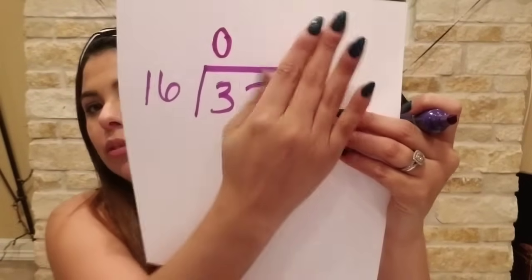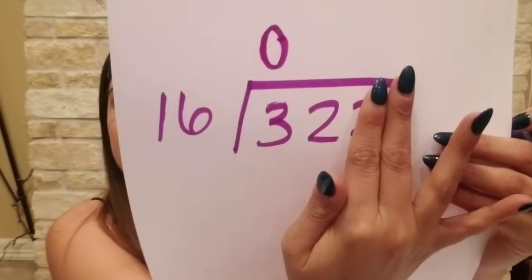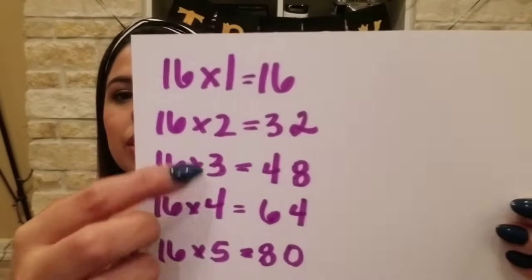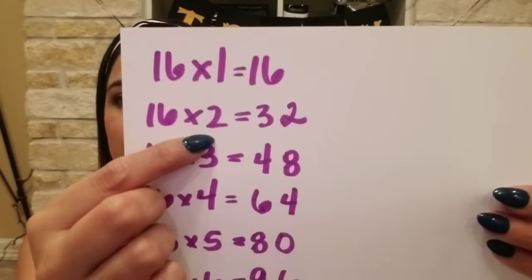Okay? So now I'm working with 32, and I have to say to myself, does 16 fit into 32? Well, I look at my multiples and I want to get as close to 32 as possible. It turns out that one of them actually does equal 32, and that is 16 times 2. So that means I'm going to use the 2 over here.